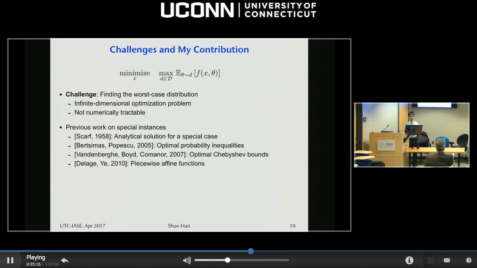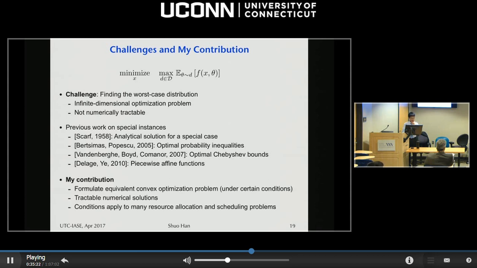So there is previous work on special instances of this problem. My contribution here is that, first of all, under certain conditions, which I will state later, I can formulate an equivalent finite dimensional convex optimization problem that solves this original infinite dimensional optimization problem. And by convexity, you have all the nice consequences. You have tractable numerical solutions, and you get the global optimum. And as it turns out, the conditions actually apply to many of the resource allocation problems that I showed in the beginning of the presentation.